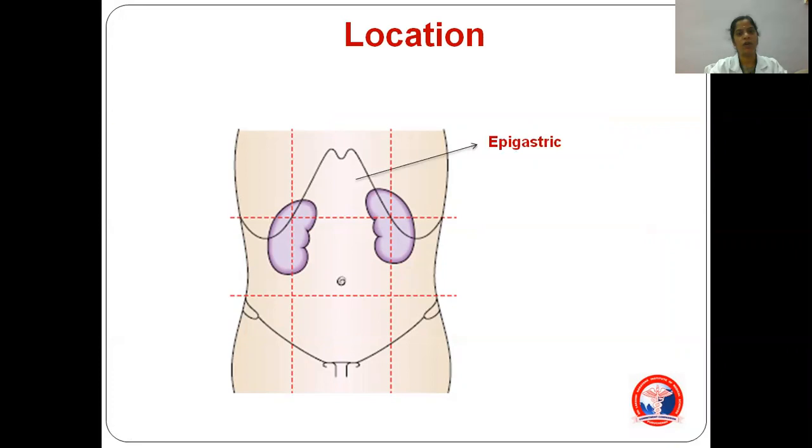Now you know quadrants of abdomen, 9 regions are there. So in these regions, we have to know where the kidney is exactly located. It lies in the epigastric region, hypochondriac region, lumbar region, and also in the umbilical region.